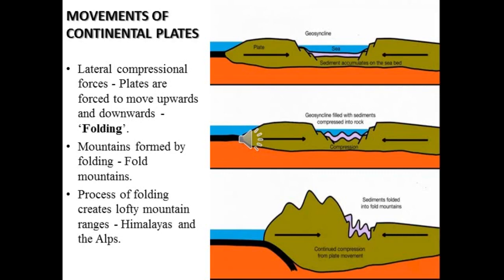This is called folding. Mountains formed by folding are called fold mountains. The process of folding creates lofty mountain ranges, that is, the highest mountain ranges such as the Himalayas and the Alps. Because of the lateral compression forces, the plates are forced to move upward and downward, which is called folding. Due to this folding process, lofty mountain ranges like the Himalayas and Alps were created.